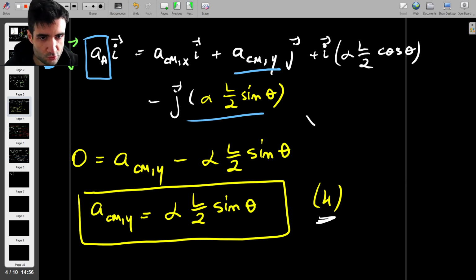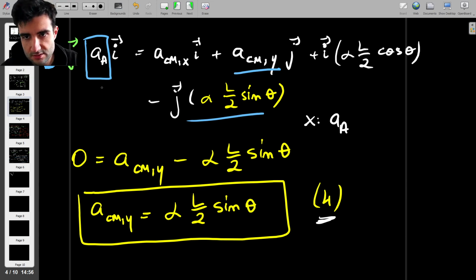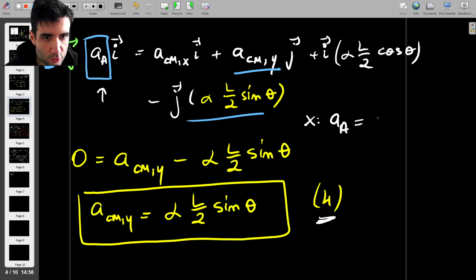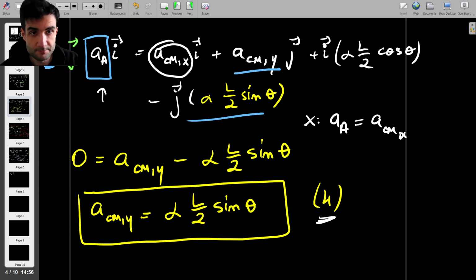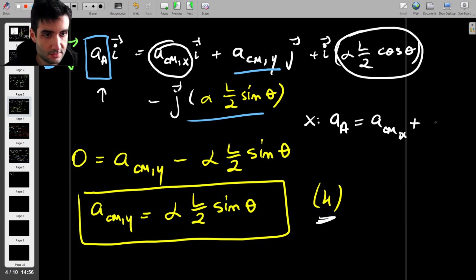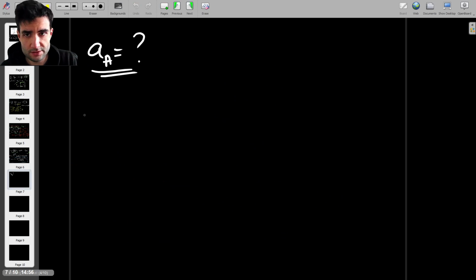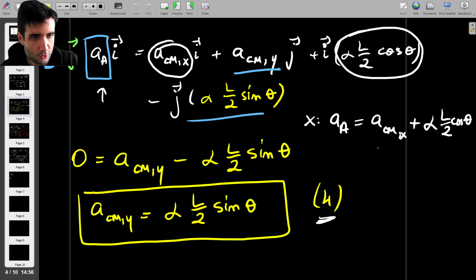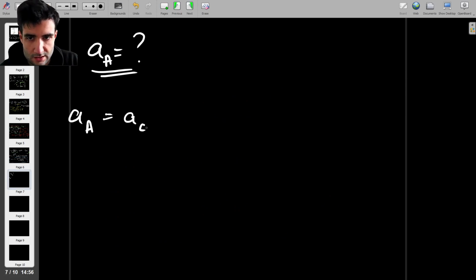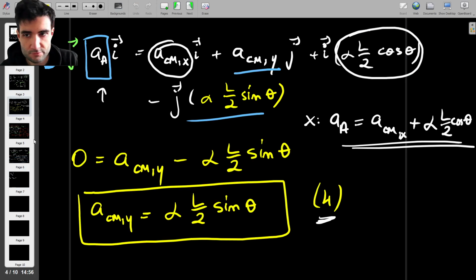So if we extract the x components, we have that the x component from one side, which is this, is equal to the acceleration of the center of mass in x, which is this, and then plus this. So that's alpha L over 2 cos theta. So let's write that down. We have the acceleration of a is equal to, let's make sure we copy everything correctly, ACMX plus alpha L over 2 cosine theta.